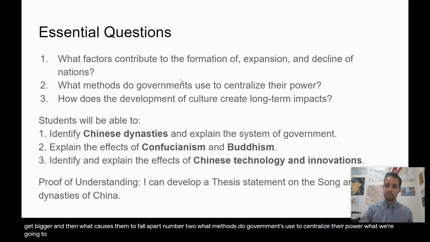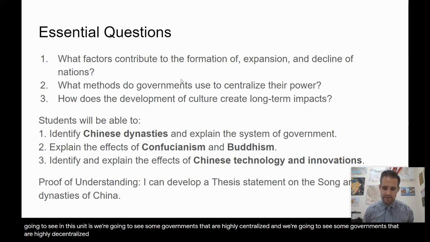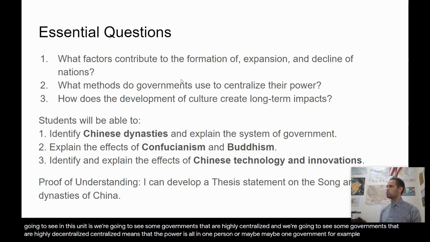What we're going to see in this unit is some governments that are highly centralized, and some governments that are highly decentralized. Centralized means that the power is all in one person, or maybe a small group of people, or maybe one government.